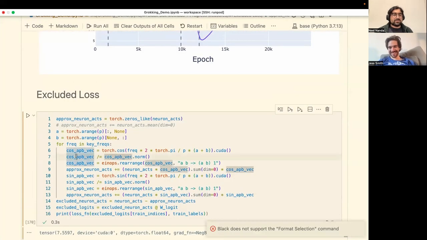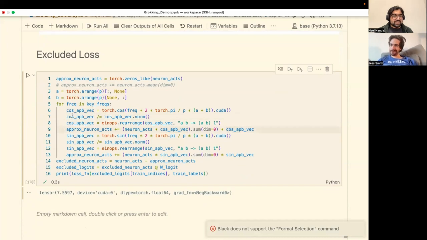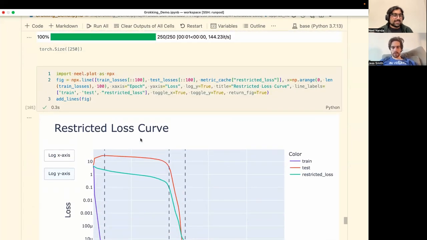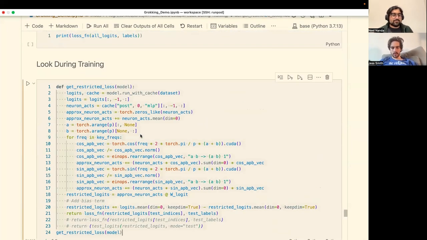I will again note that what I've done here is removing 8 directions in 12,000 dimensional space of all of the inputs, and it sent the loss from an insanely good 1e-7 to like 7.5, which is appallingly bad. So let's calculate this over training.